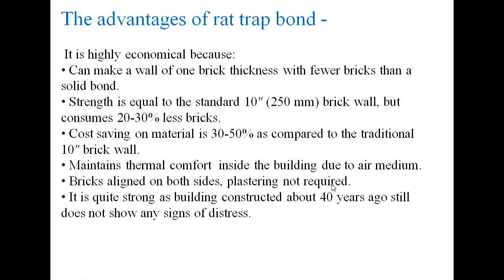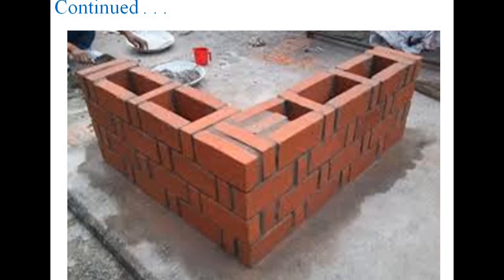Because we can provide it on the inner side, so that it will seem like a flat surface. Next, it is quite strong, as a building constructed about 40 years ago still does not show any signs of distress. It means the strength of the brick is good, and the strength of the masonry wall is also good for the rat trap bond. These are the advantageous points. This is a realistic image of rat trap bond.